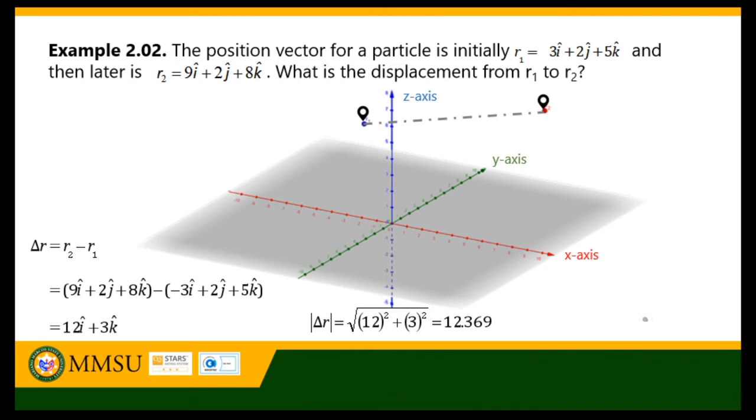And the magnitude of the displacement can be taken by taking the root of the sum of the square of its components, that is 12.369 units.